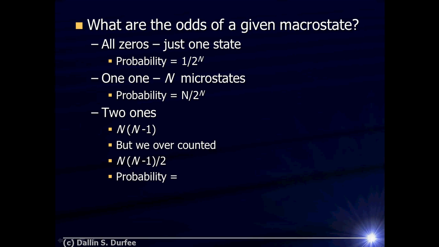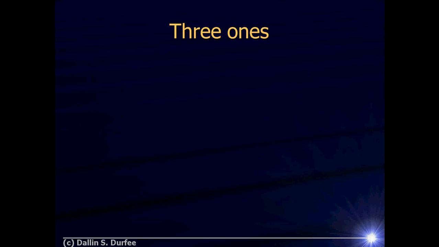And the probability then of getting 2 1s is just the number of microstates, n times n minus 1 divided by 2, and then all of that is divided by 2 to the n, the total number of possible microstates. What about the probability of getting 3 1s? This is getting pedantic. We're almost done with this line of reasoning. Stay with me. I have n choices for my first number 1, n minus 1 choices for my next one, and n minus 2 choices for the third one.